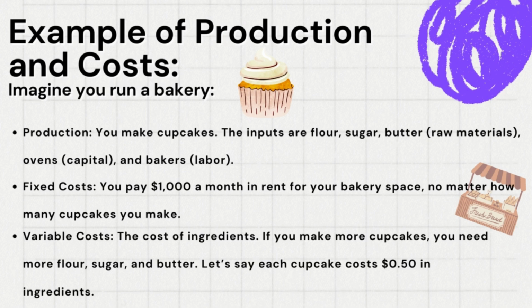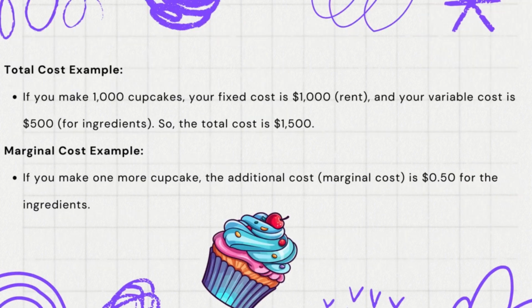Variable costs, the cost of ingredients. If you make more cupcakes, you need more flour, sugar, and butter. Let's say each cupcake costs 50 cents in ingredients.